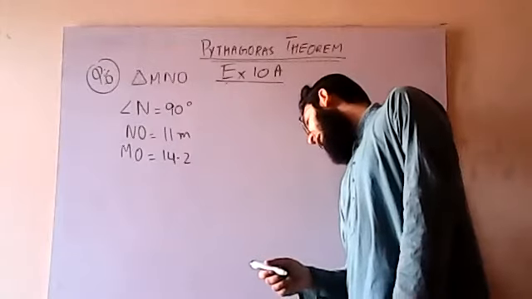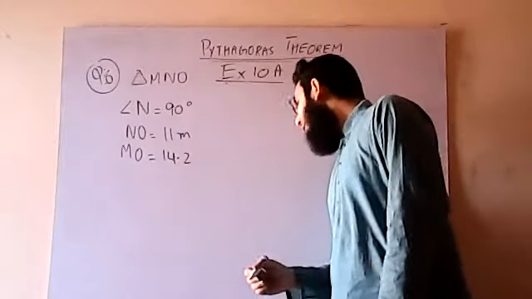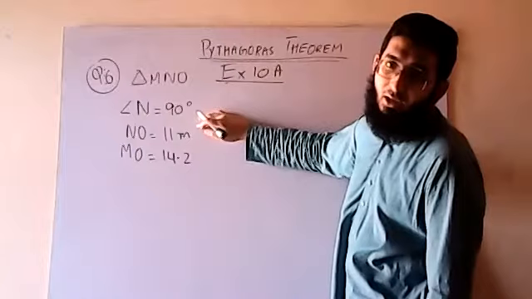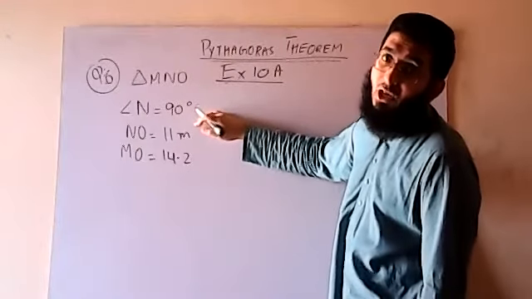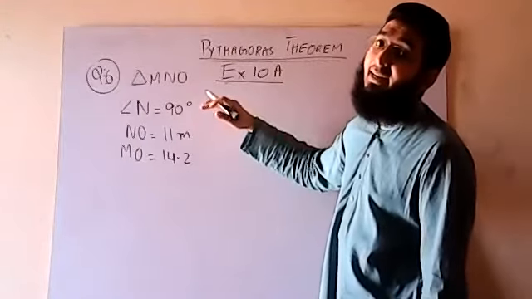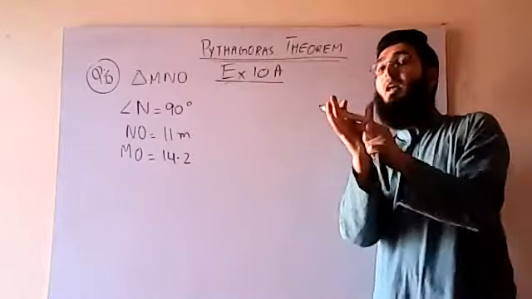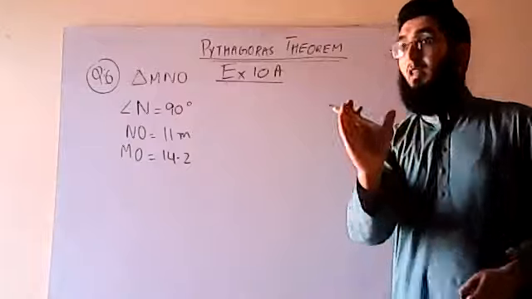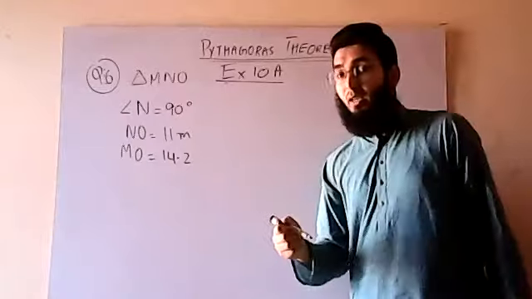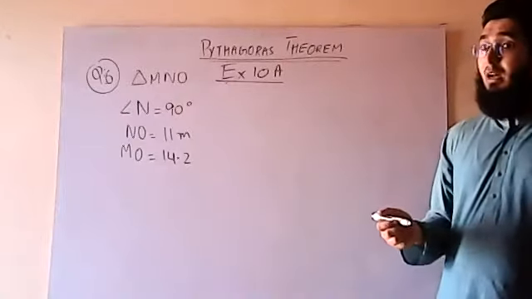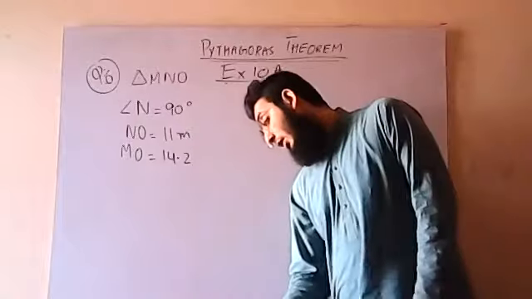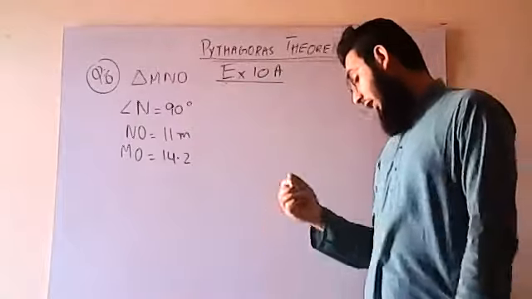The second thing he's saying is that NO is equal to 11 meters. I wrote 11 meters at NO. I'm just filtering and highlighting the important data out so that I can construct a proper figure. I can construct a proper triangle, and then I can easily find out what the author is asking me.